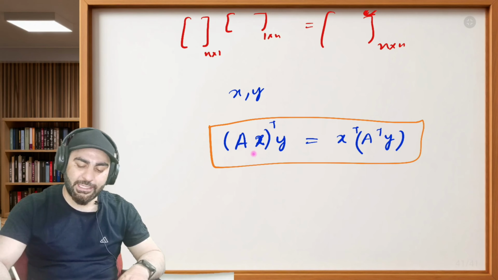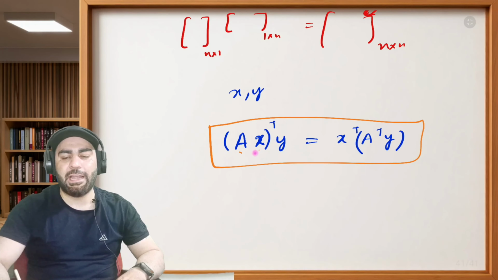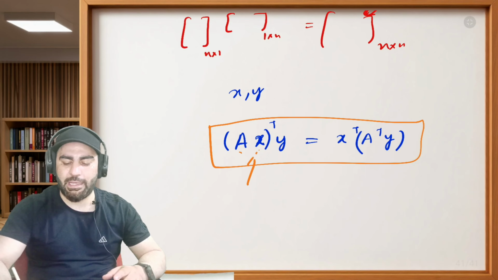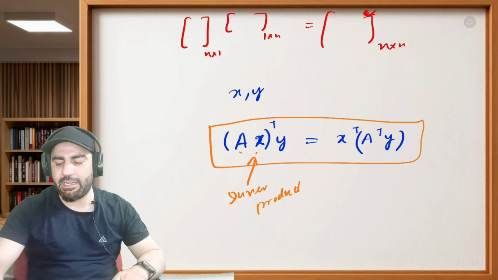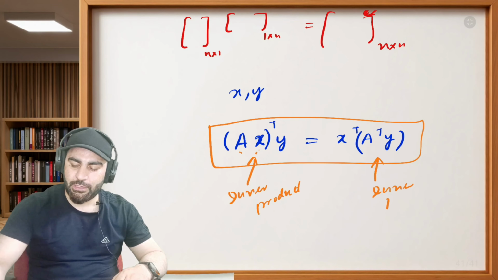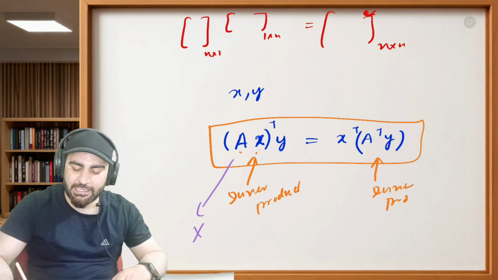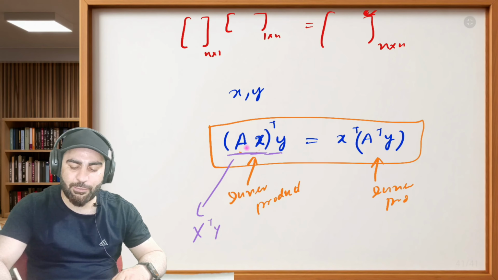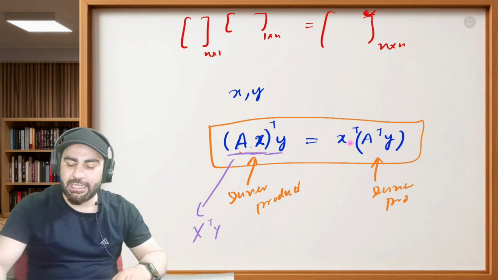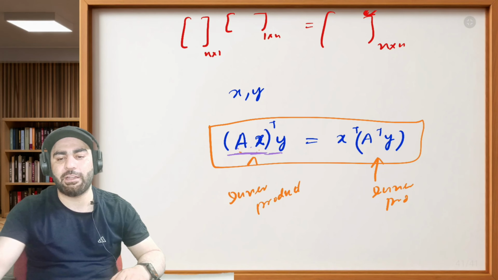If you take an example of this sort, on the left side you have Ax, and then the inner product of Ax with y. On the right side you have the inner product of x with A transpose y. Both of these are inner products, but the transpose got involved, so the way we have written them is different.